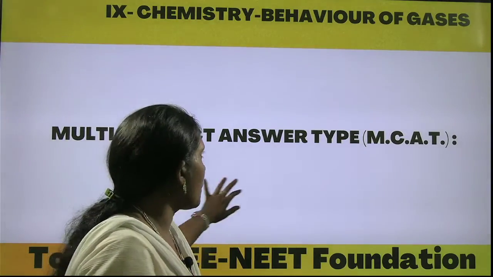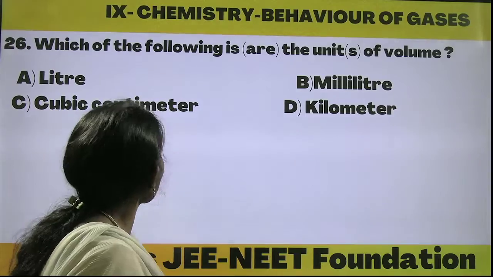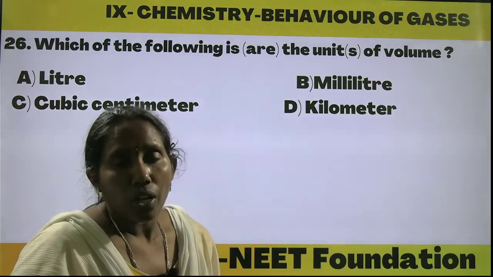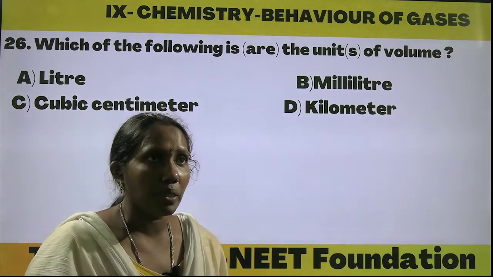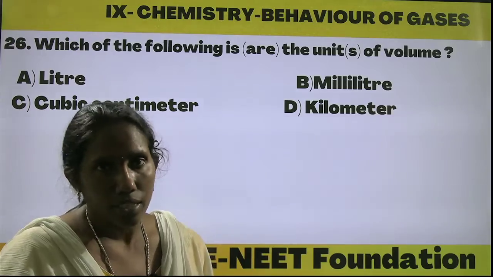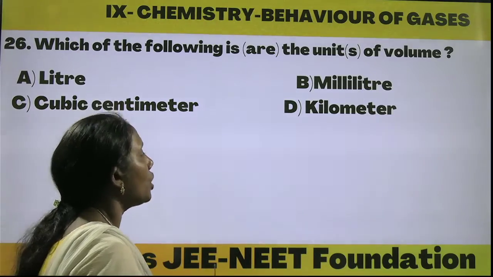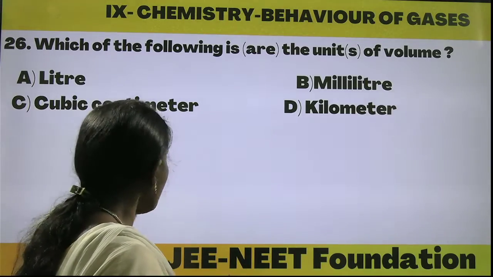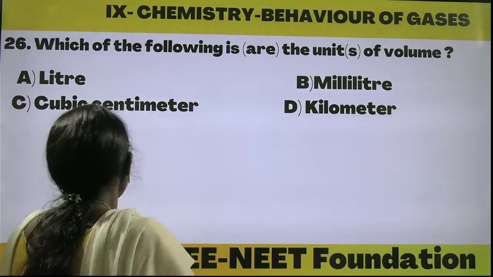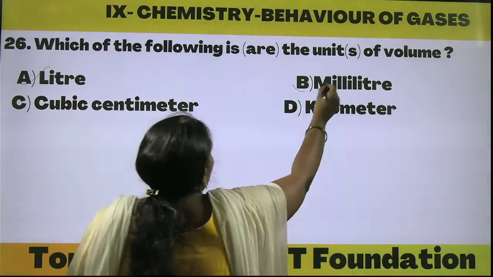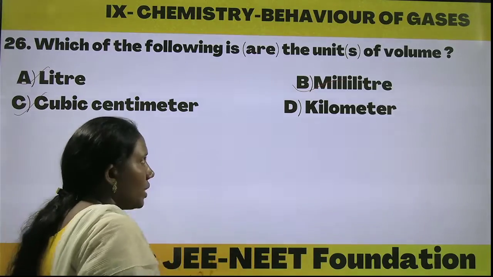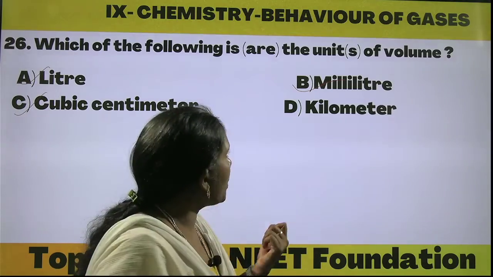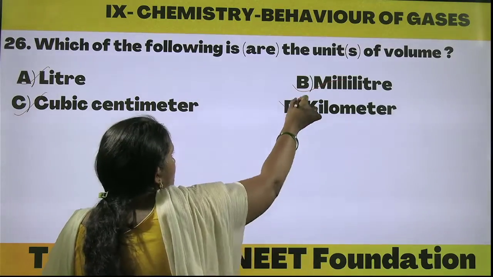Okay, let's check. Our first question: which of the following are the units of volume? Actually, volume means we'll calculate for the liquids and gases, right? So what are the general units for volume? Volume will be in liters, in milliliters, or cubic centimeter. See, liters, A option will be correct, B also correct, C is also correct. Kilometer is the unit for distance, not for the volume. So, not the D option.